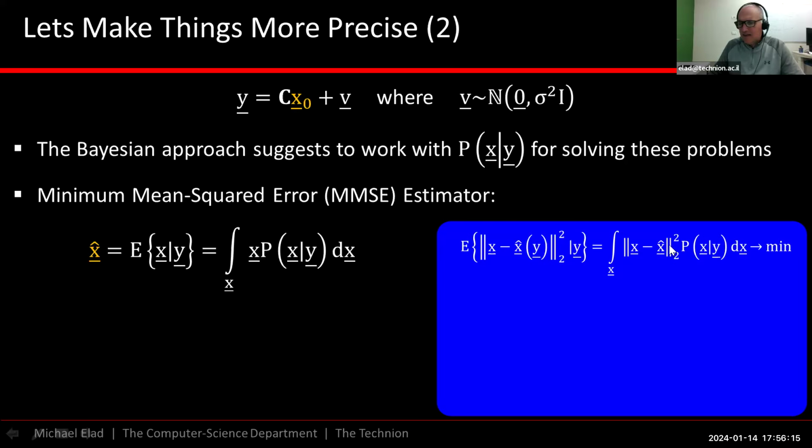It's the L2 norm of x minus x hat, times the probability of x given y, dx. This is the animal that they are trying to bring to a minimum. Okay, looks horrible. Actually, very easy to minimize. Yes, I omitted the dependence on y, but it's here inside. Don't be alarmed about it. Okay, I want to minimize this.